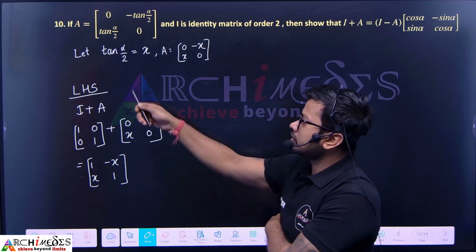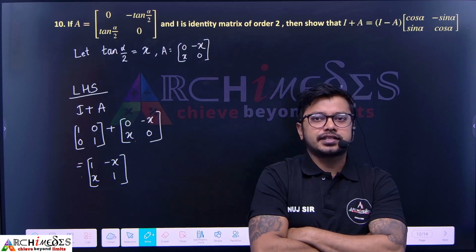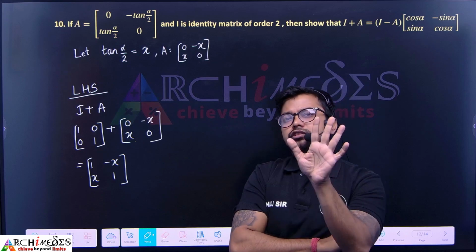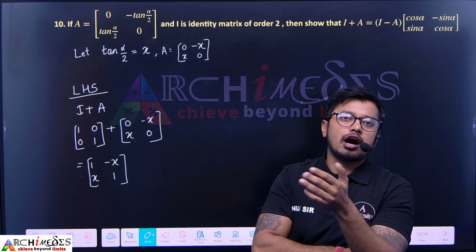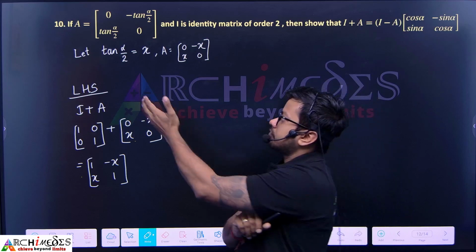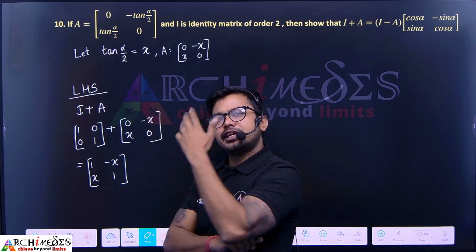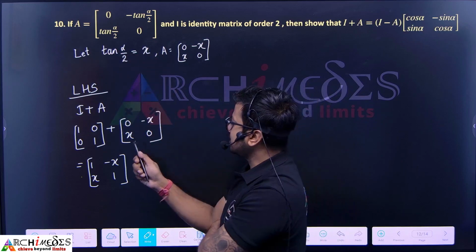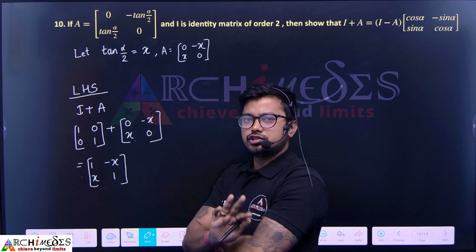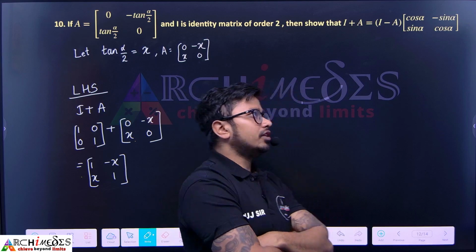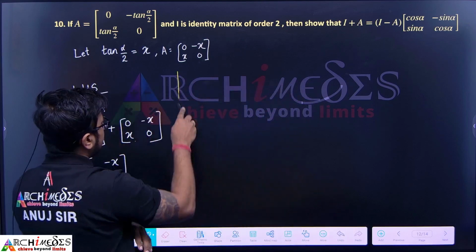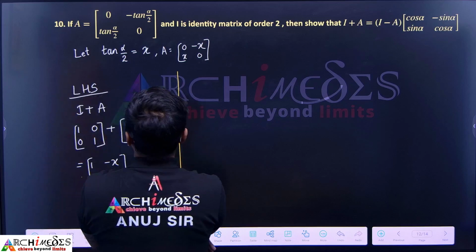Clear? So I am just assuming tan alpha by 2 as x, so that our equation looks simple. That is the only reason. If you think that we don't assume this, you can take tan alpha by 2 only, no problem. Only to make the equation look simpler, I'm making this x, assuming x as tan alpha by 2.